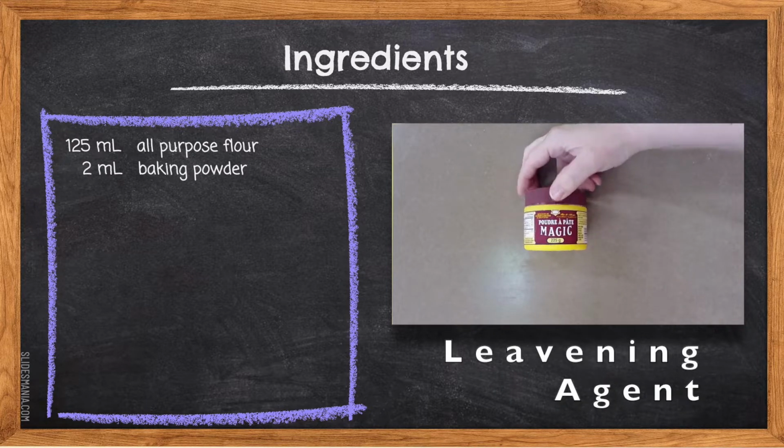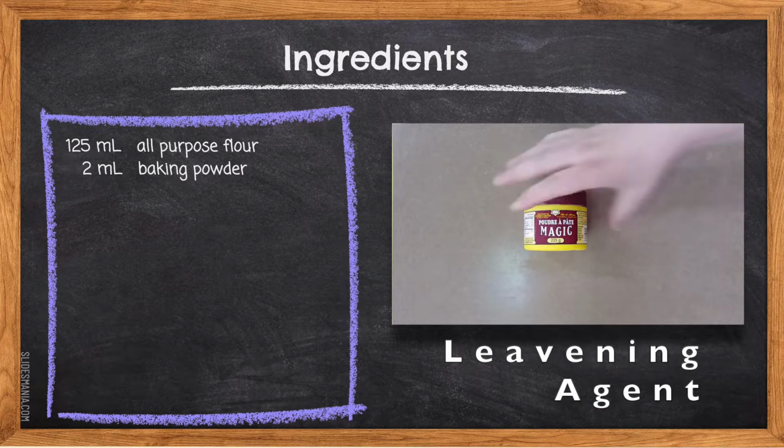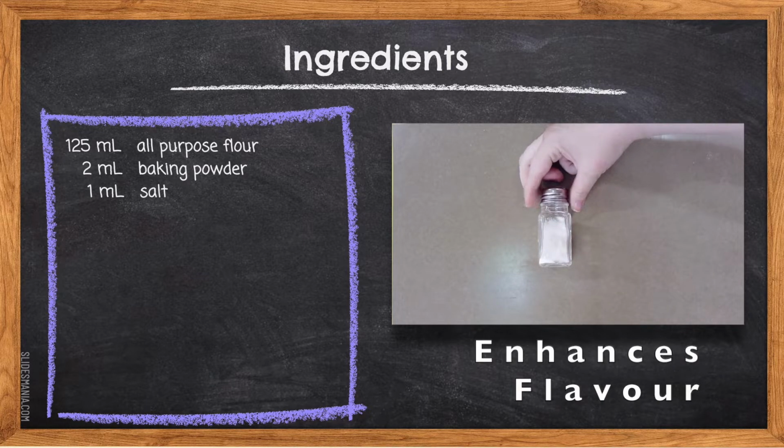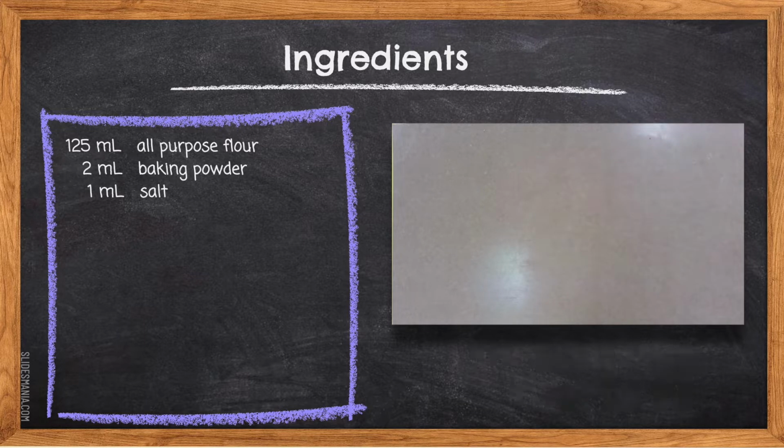2 milliliters baking powder. Baking powder is a leavening agent that, when combined with a liquid, will produce carbon dioxide gas that is needed to help leaven our cookies. 1 milliliter of salt. Salt enhances natural flavors found within any baking product. Today it will help increase the flavor of our wheat germ, our oats, our coconut, or even our chocolate chips.